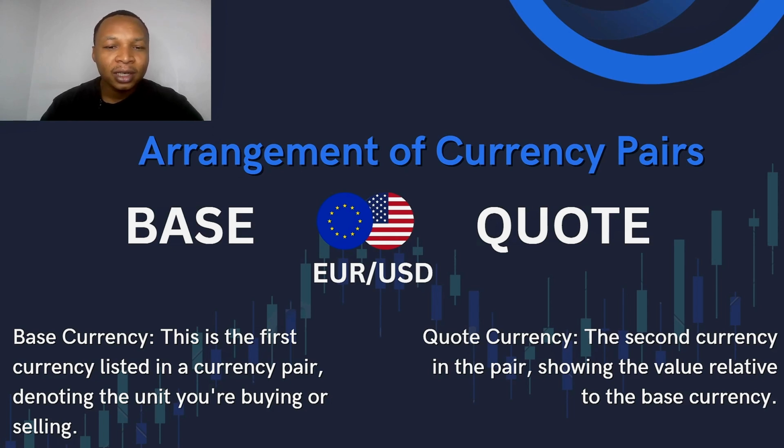So the euro on the left hand side is called the base currency. The dollar on the right hand side is called the quote currency. If we switch it, the dollar becomes the base currency if it is on the left hand side, and the euro becomes the quote currency if it is on the right hand side.